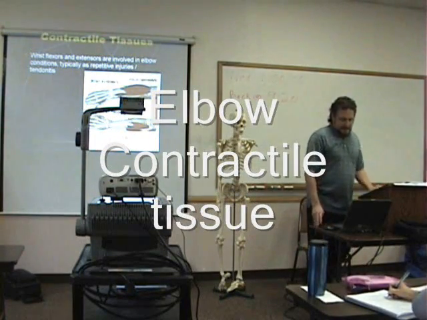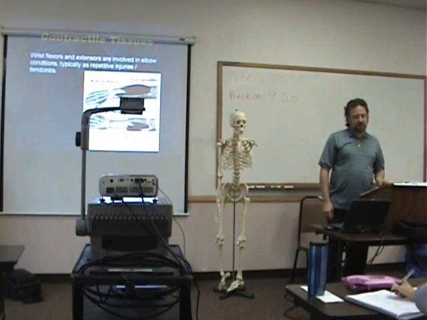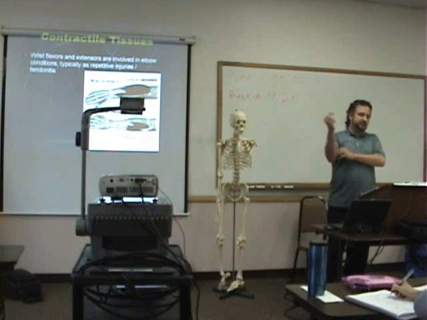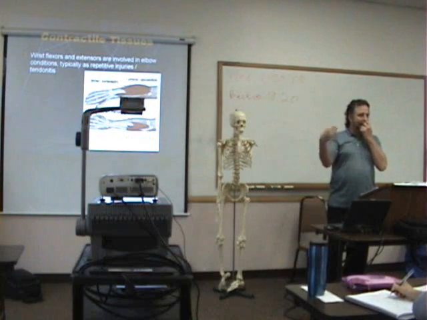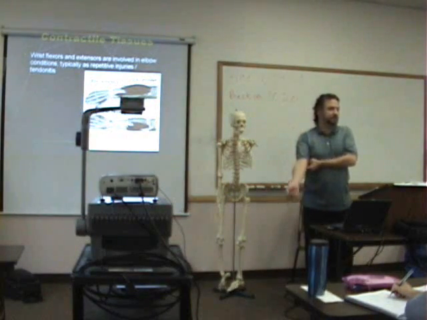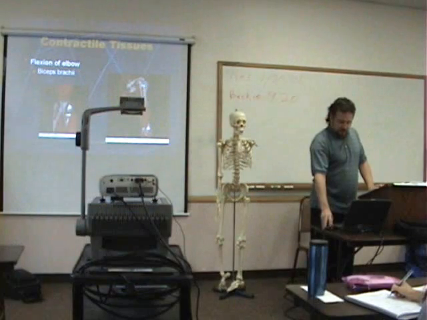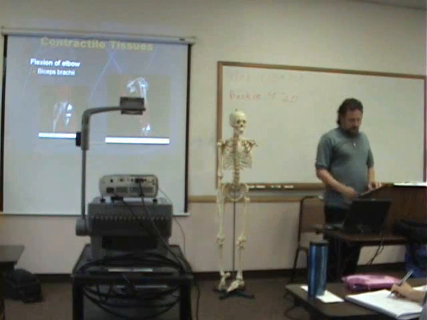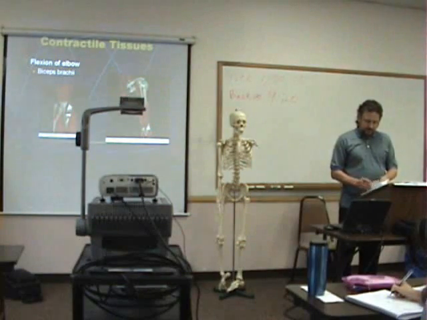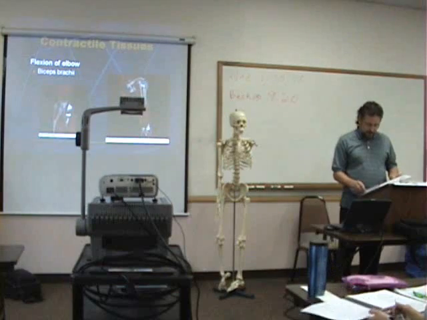All right, so the main contractile tissues that we're going to be talking about in the elbow are what? Wrist extensors, wrist flexors. But you also have a little bit going on with the elbow flexors and elbow extensors. Now we're talking about the flexors of the elbow. One of the primary ones is the biceps brachii.